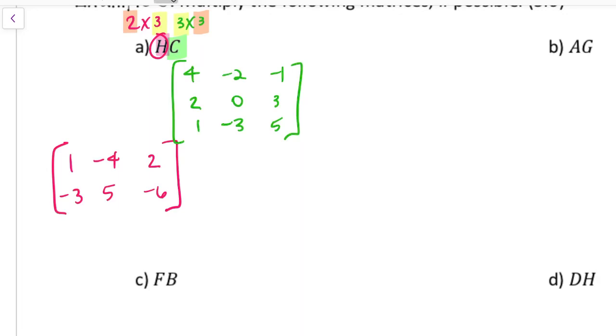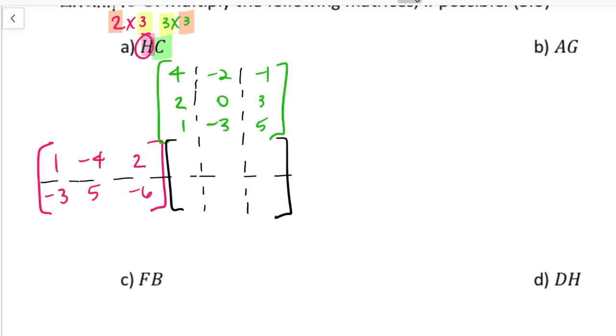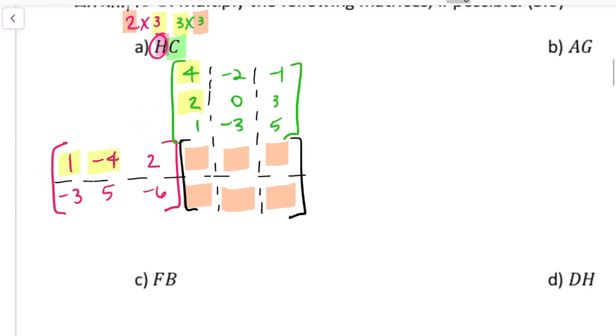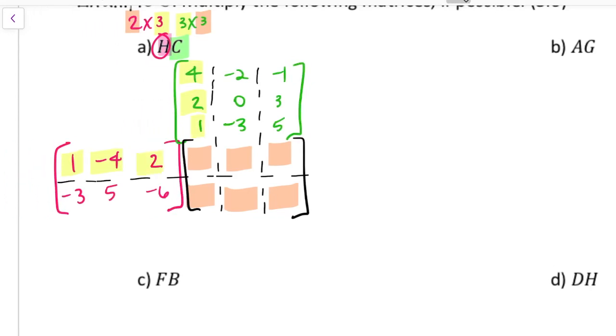So remember that we set up our matrix by drawing in these dotted lines through the columns of the matrix on the right and through the rows of the matrix on the left. And we get a 2 by 3 matrix. And then in order to find what entries we have, we multiply from the outside in. So we'll take 1 times 4 to get 4, negative 4 times 2 to get negative 8, and 2 times 1 to get 2. And then we add them. So we take 4 minus 8 plus 2 in order to get negative 2.